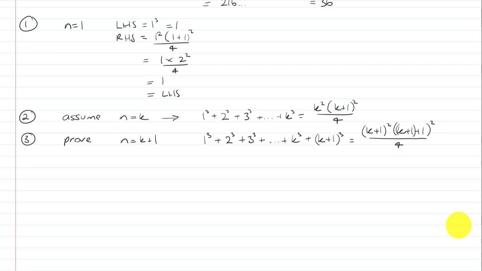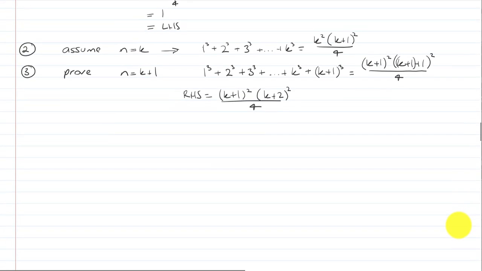Now I might be cheeky and do that process again, where I leave my right hand side in that nice form, and see if I can factorise towards it, which I suspect I might not be able to this time, but we'll see how we go. The right hand side is equal to (k plus 1) squared, (k plus 2) squared over 4, and the left hand side is equal to 1 cubed plus 2 cubed plus 3 cubed plus ... plus k cubed plus (k plus 1) cubed.